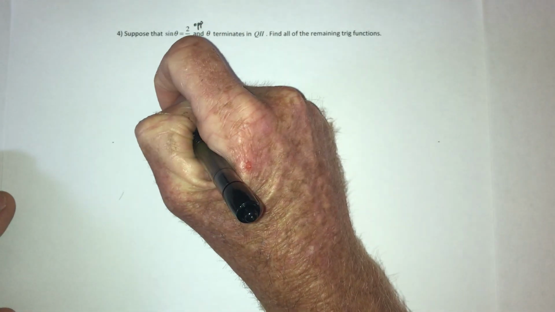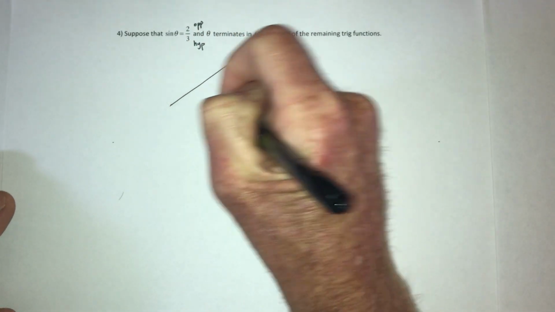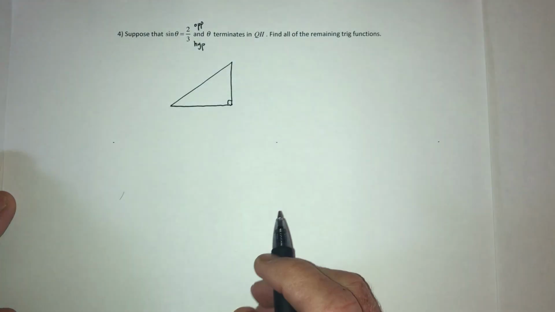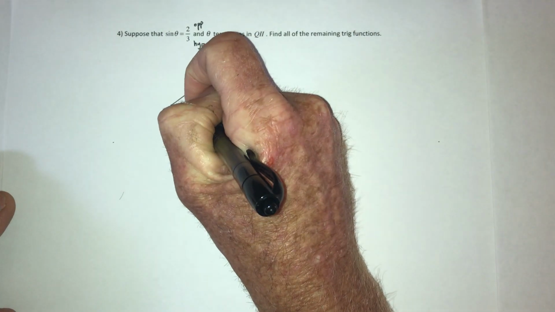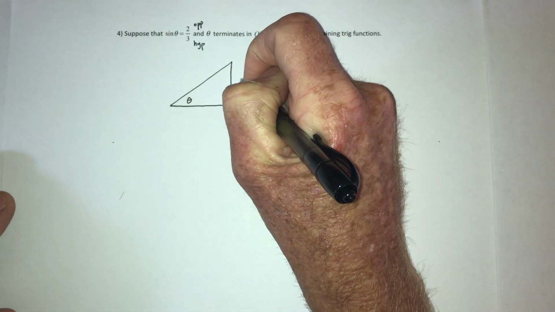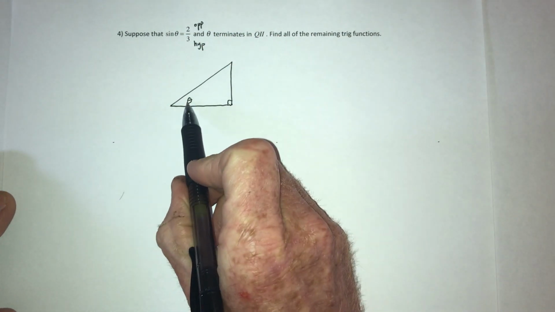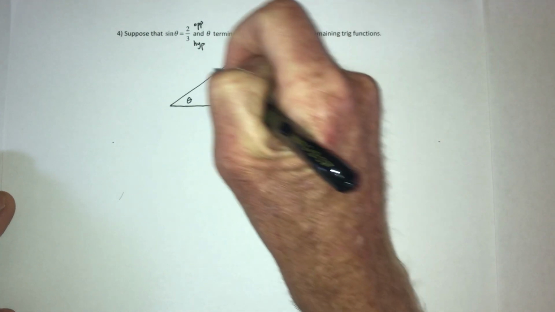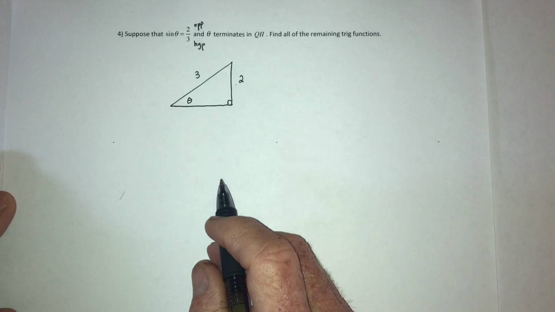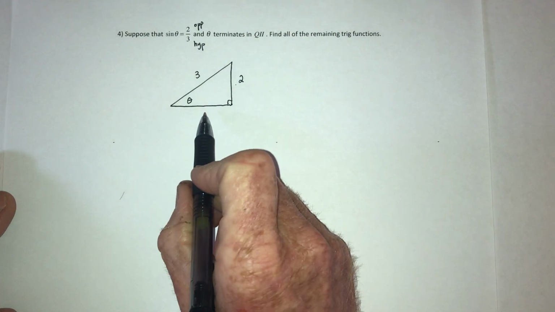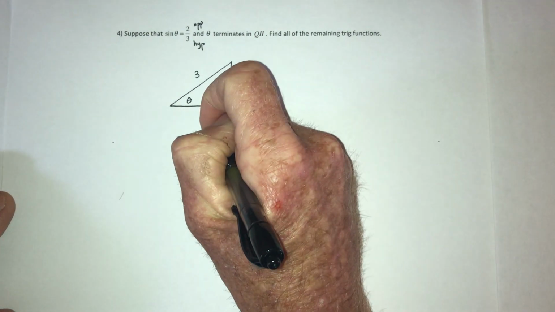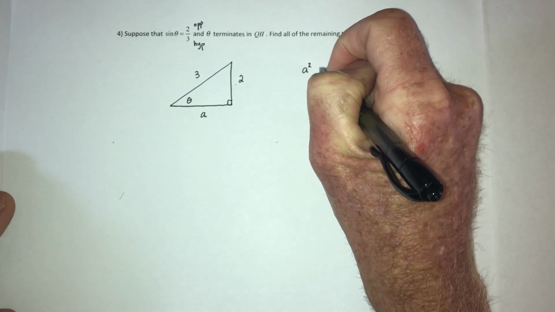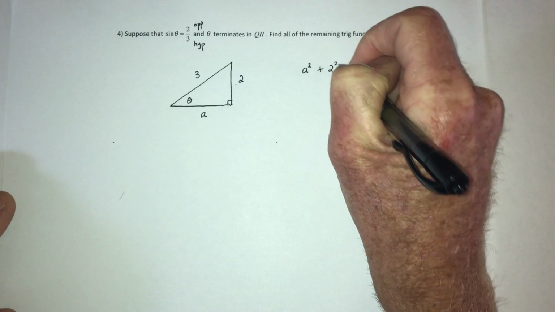So if you draw a triangle, and this is the angle theta, then sine would be opposite over hypotenuse. So this is the angle, that means this is the opposite. This would be the hypotenuse across from 90. And then for this side down here, we could label it with some letter like A, and then do the Pythagorean theorem to find out what that side is equal to.